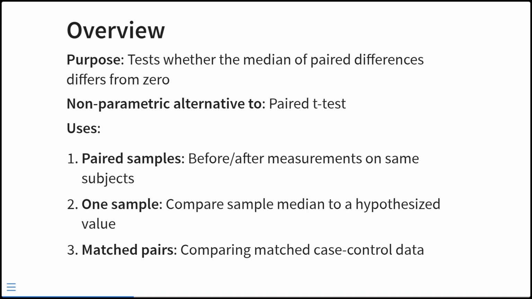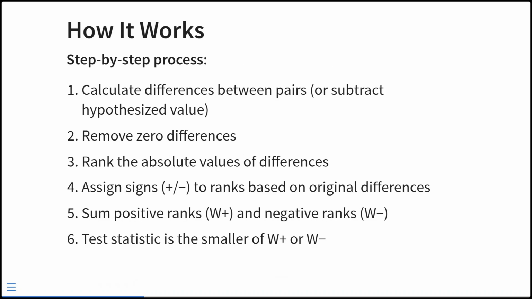So in the situation whereby your data doesn't meet the assumptions of the paired t-test, you fall back to the Wilcoxon signed rank test. So how does it work? This is just how you can calculate it manually, but we already have functions in R that can do this for you. First of all, you just calculate the difference between the pairs.